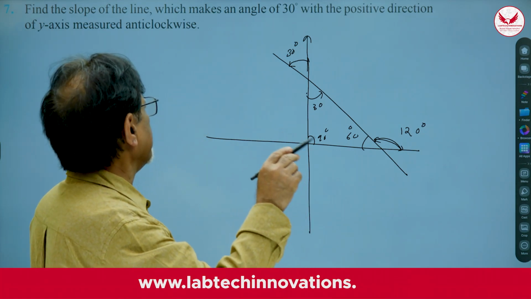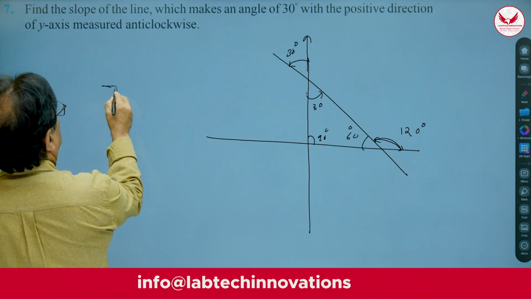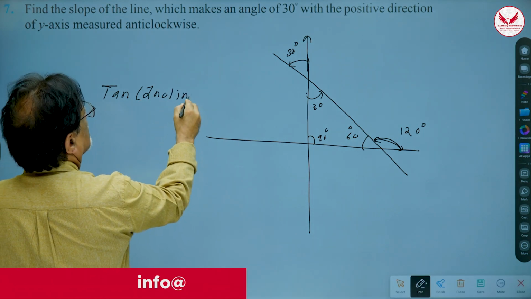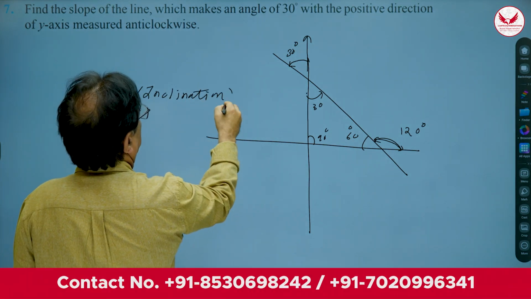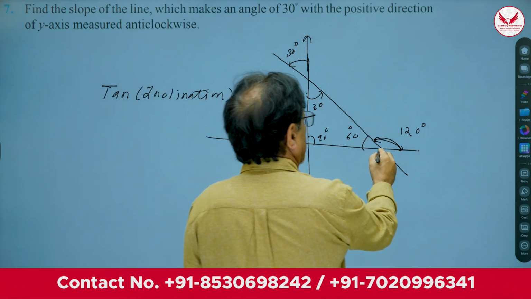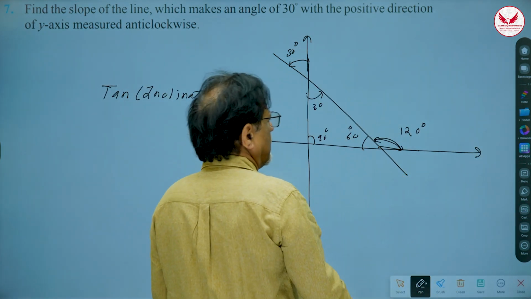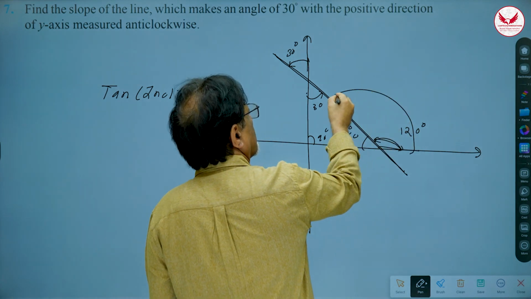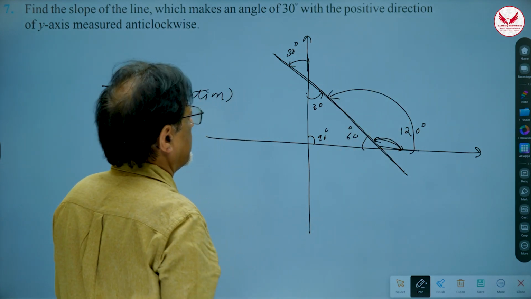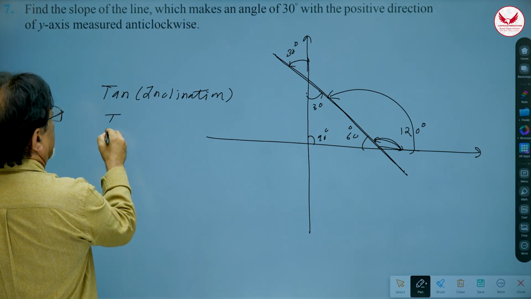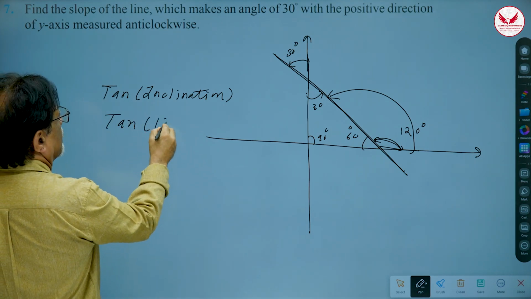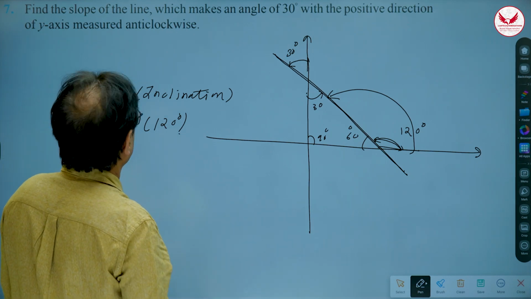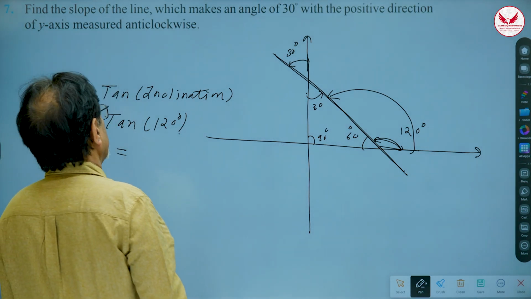Now, the slope of a line is defined as tan of inclination. Now, what is the definition of inclination? It is the angle between the positive direction of x-axis, which is this, and the line, this is the line, measured in anticlockwise direction. So, that is 120. Therefore, tan of 120 degrees is your answer. So, tan of 120 degrees, we are in the second quadrant.